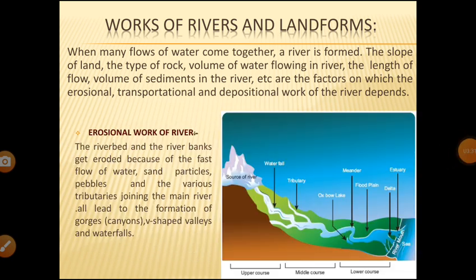Now we'll see erosional work of river. The riverbed and the river banks get eroded because of the fast flow of water, sand particles, pebbles, and the various tributaries joining the main river. All lead to the formation of gorges, V-shaped valleys, and waterfalls.